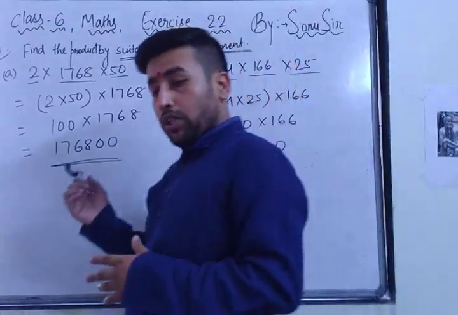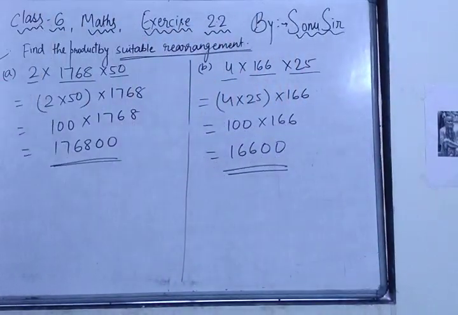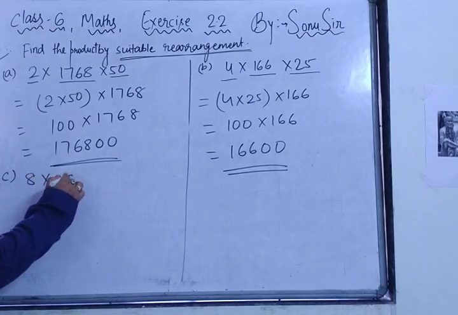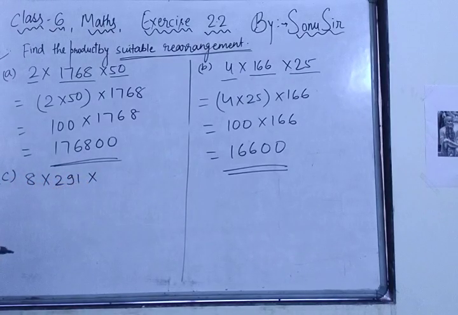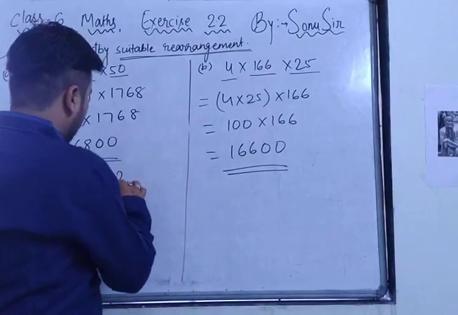There are 4 more questions in this group. If you can solve, then good. If you don't know how to solve, then I will help you. First of all, write these 2 answers in your notebook. After that, I am solving 4 questions first and I am giving you 2 questions as homework to solve at home. You can see question number C is 8 into 291 into 125.